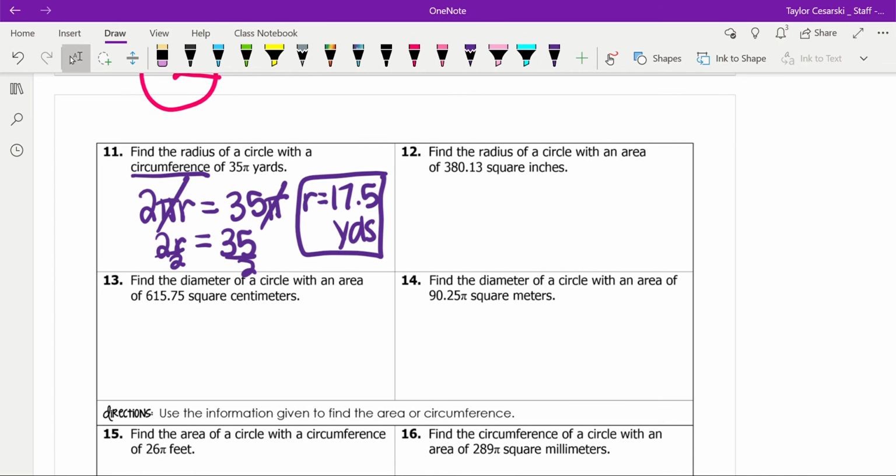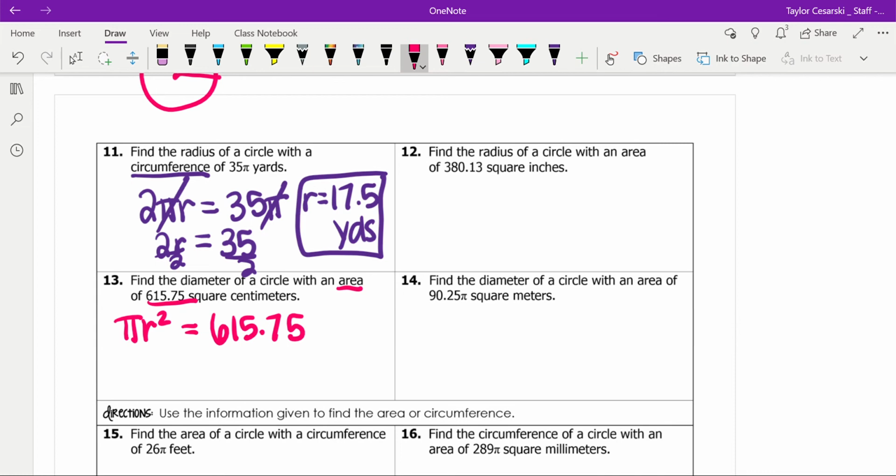All right, next one, find the diameter of a circle with an area of 615.75. Notice what they give you, that's going to tell you what formula to use. So an area of 615.75: pi r squared equals 615.75. We'll deal with what they want you to find at the end. The diameter, we'll have to manipulate that.